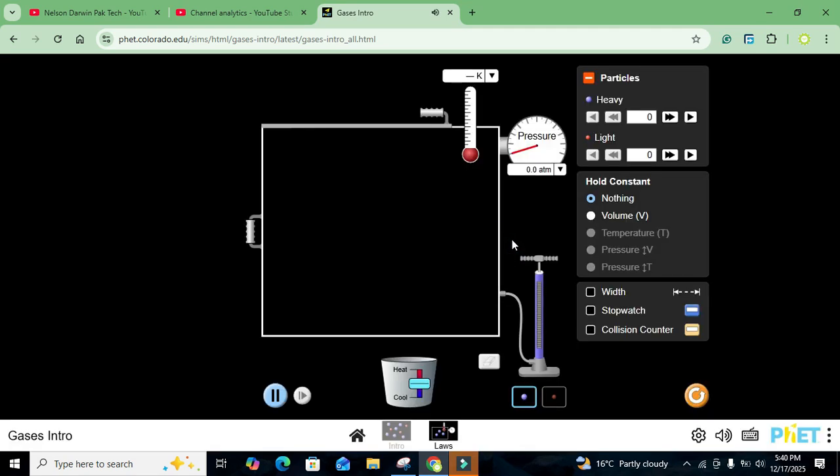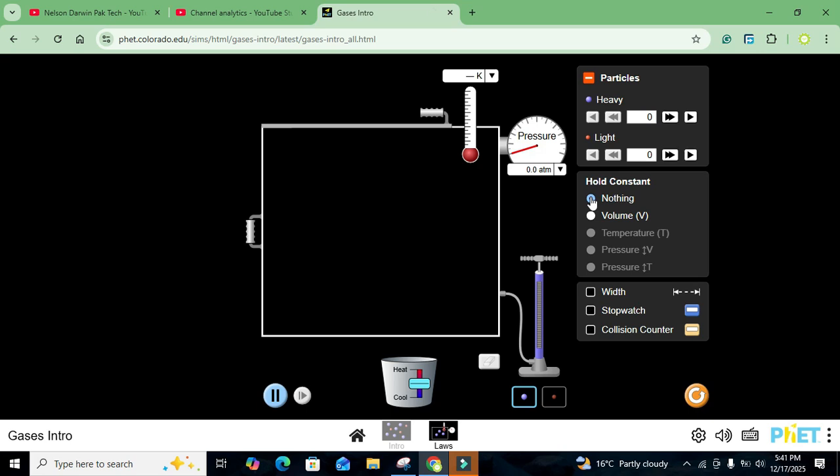Now you can see that we have a simple apparatus which consists of a pressure gauge, a gas chamber, a thermometer, a heat source, a heating and cooling source, and one gas pump. So now we will try to keep the temperature constant.